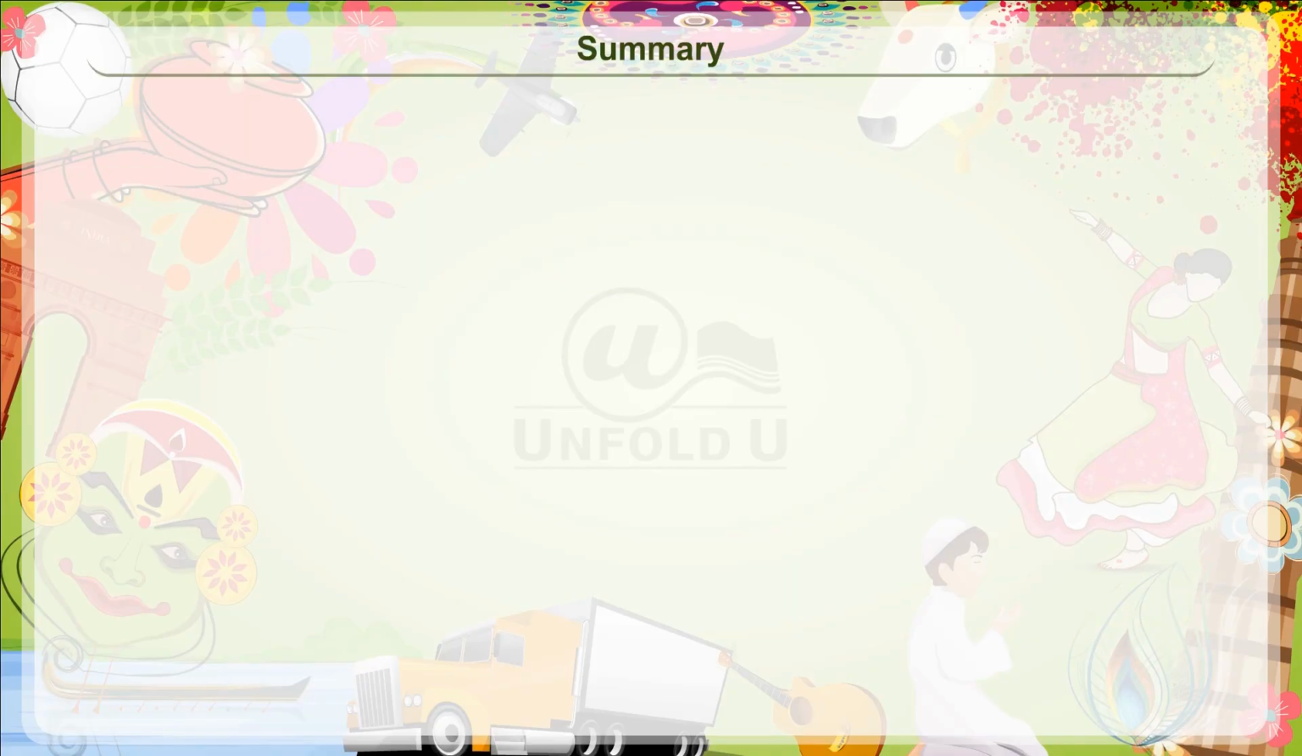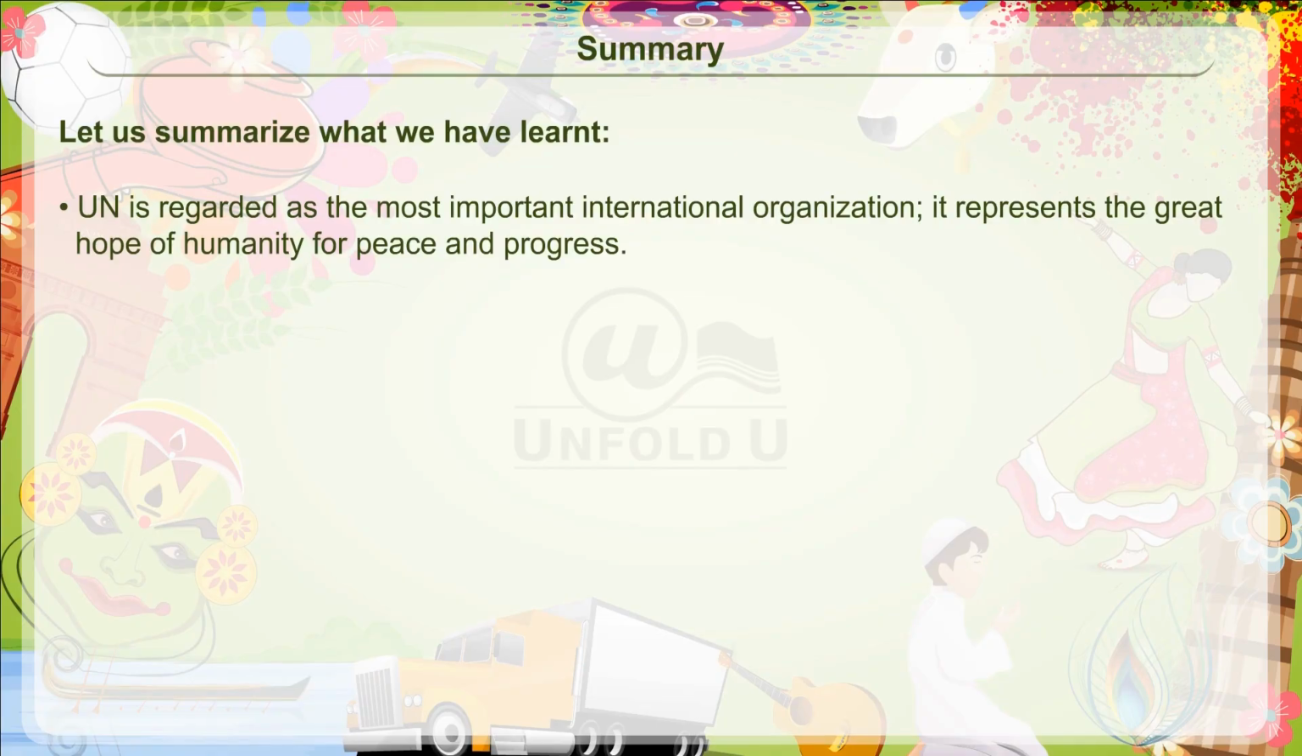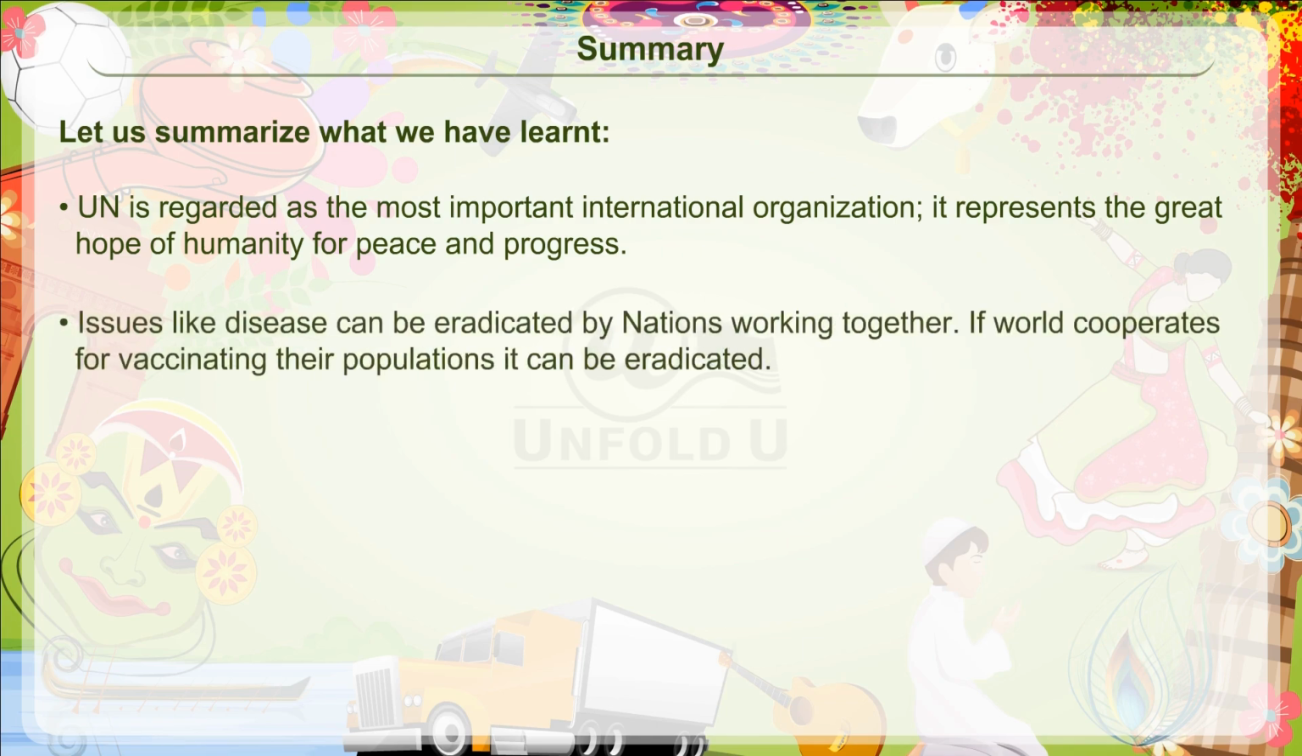Summary. Let us summarize what we have learned. The UN is regarded as the most important international organization. It represents the great hope of humanity for peace and progress. Issues like disease can be eradicated by nations working together. If the world cooperates in vaccinating their populations, it can be eradicated.